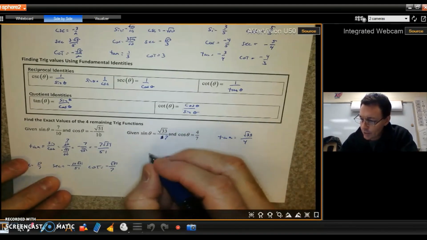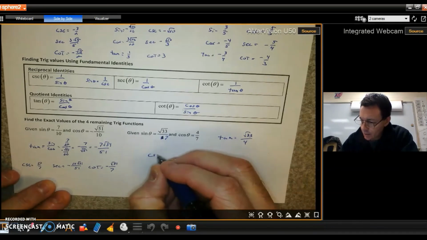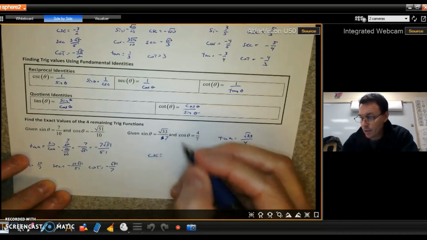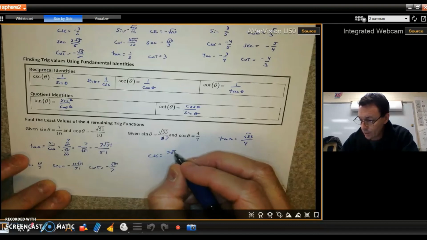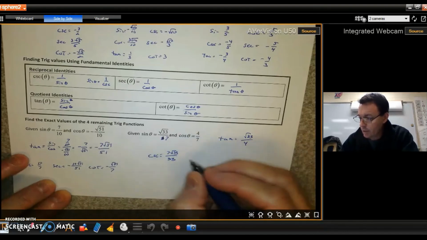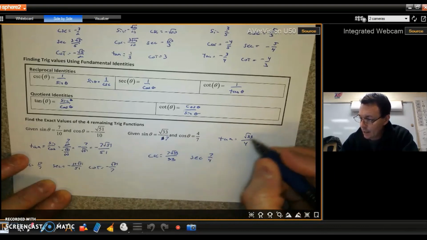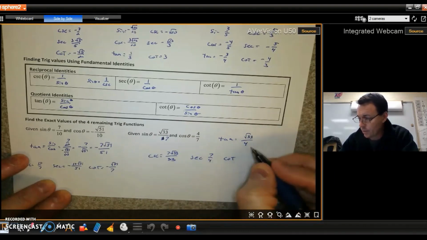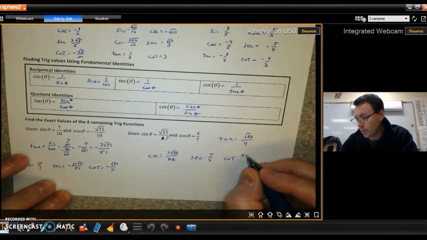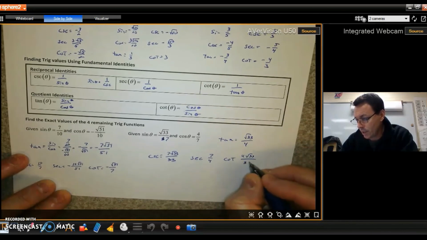Okay, and then the other 3, the cosecant, it's the reciprocal of this, so 7 over radical 33, so 7 radical 33 over 33. Secant, reciprocal of this one. Oh, well, that one's easier. And then the cotangent is the reciprocal of this one. So 4 over radical 33, which is 4 radical 33 over 33.